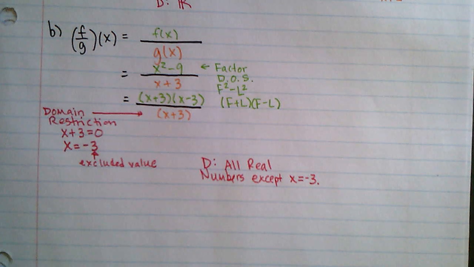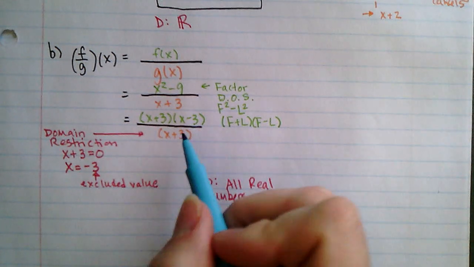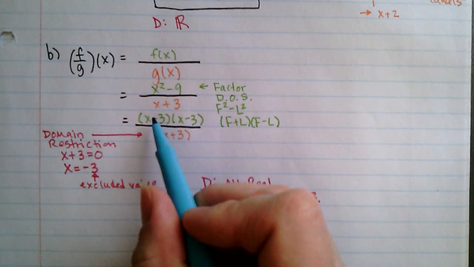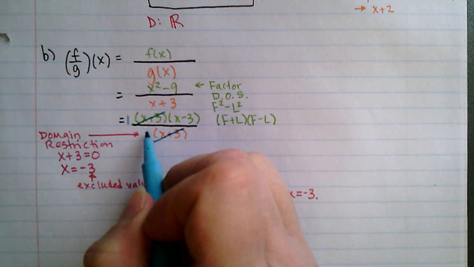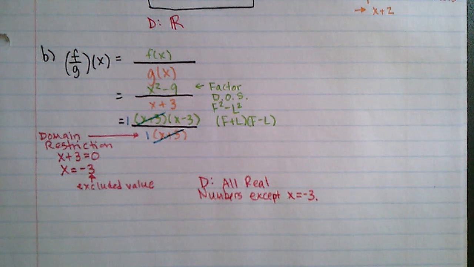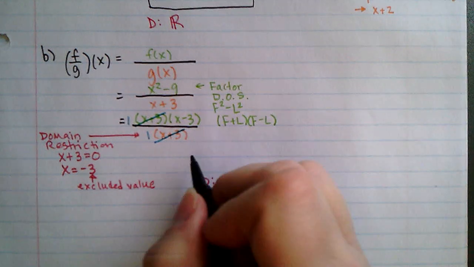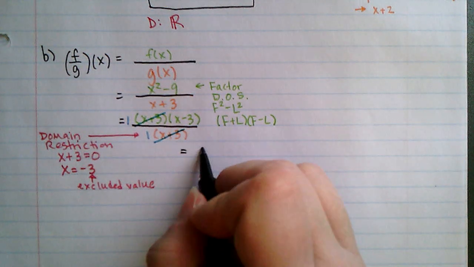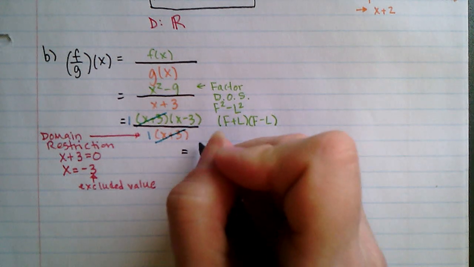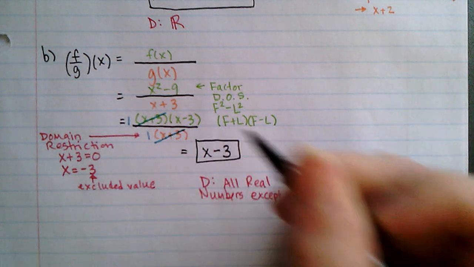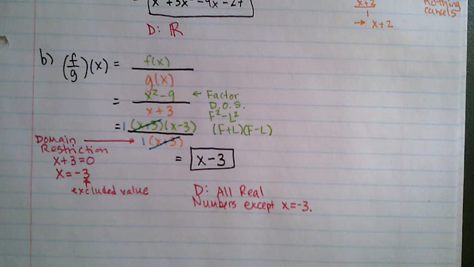So the next thing after I factor and get my domain restriction is I will cancel legally, meaning that if I have a match in the numerator and denominator, I can cancel those out, leaving a 1 in their place, which is going to leave me with an answer of x minus 3, technically over 1, but we don't usually write that. So this would be my ending answer, and the domain would be all real numbers except x equals negative 3.